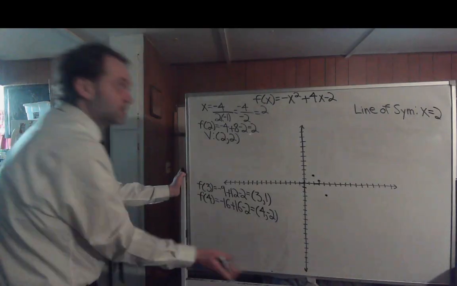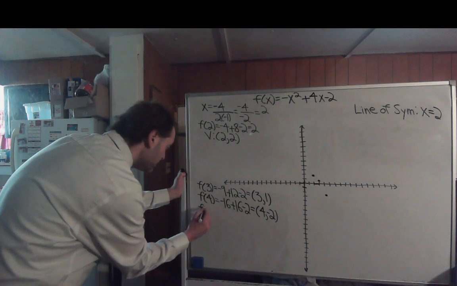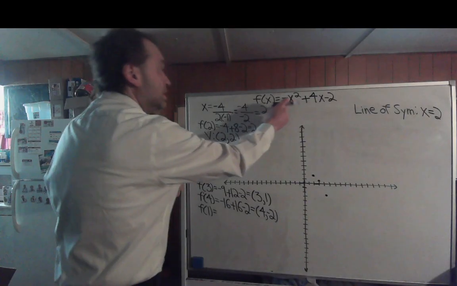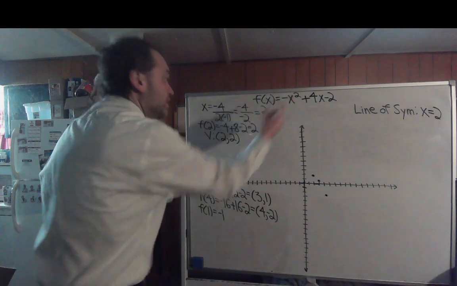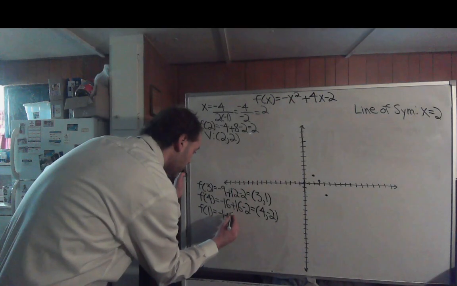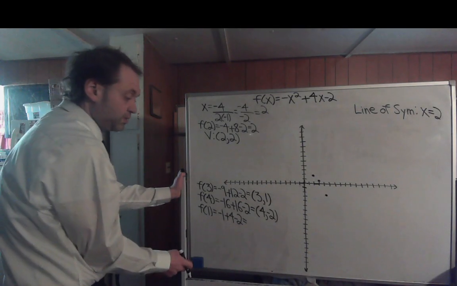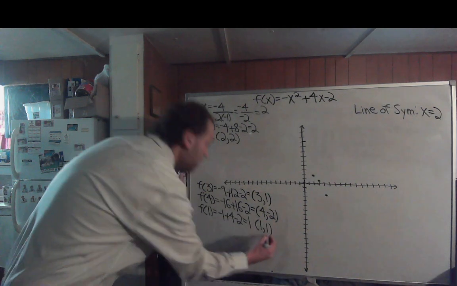Now let's go to the left of the line of symmetry. Why don't we put in f of 1? F of 1, so 1 to the second is 1 times that negative 1 coefficient will give you negative 1 plus 4 times 1, which is 4, then minus 2. Negative 1 plus 4 is 3, minus 2 is 1. So you'll end up with the point 1, 1.